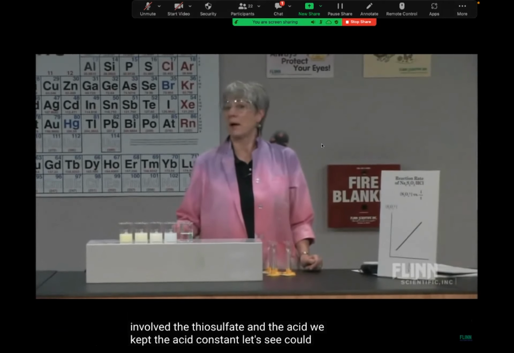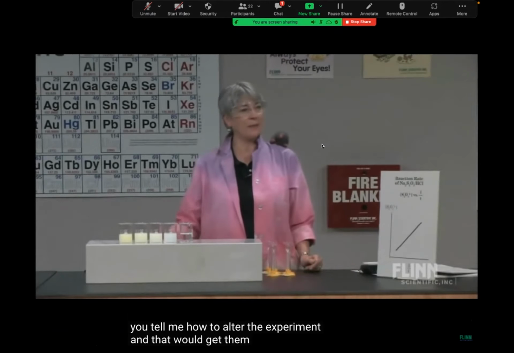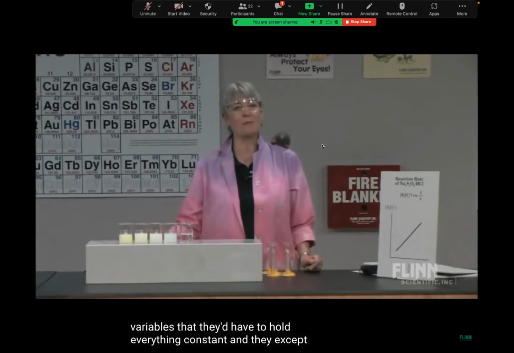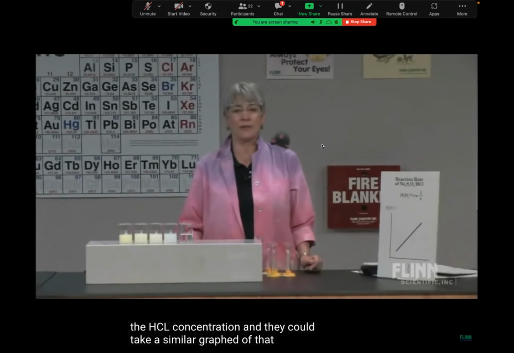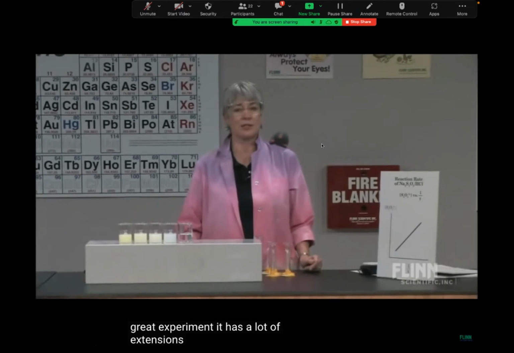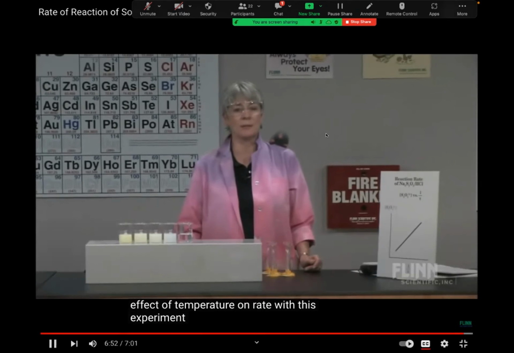Could you tell me how to alter the experiment? That would get them thinking about variables, that they'd have to hold everything constant except for the HCl concentration, and they could make a similar graph of that. It's a great experiment. It has a lot of extensions. They could even look at the effect of temperature on rate with this experiment.